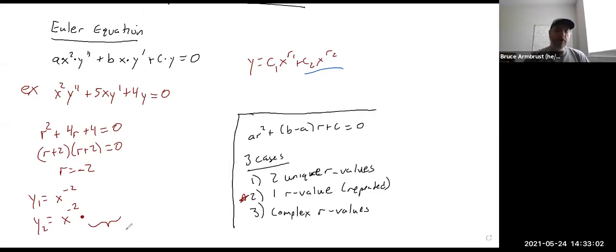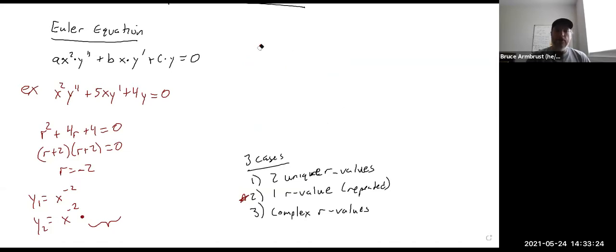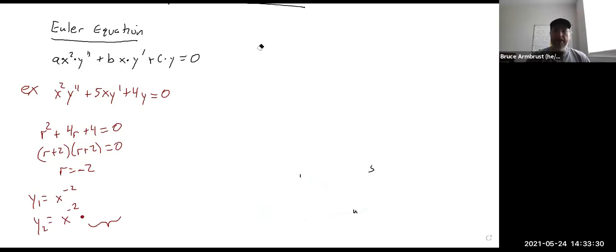So we're going to do the exact same trick you've done a bajillion times, which is multiply by an integrating factor and see what that integrating factor needs to be. So let's do that with this guy. Let's see if we can figure out, in this repeated root scenario, what the other function is going to be. All right, so let's make our guess. We're going to guess y equals mu times x to the r.